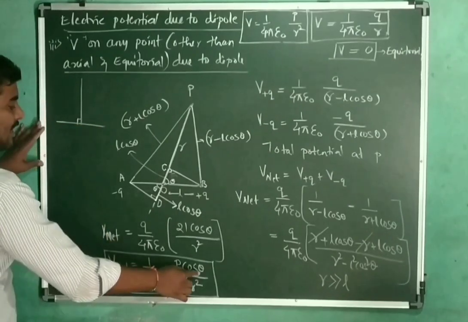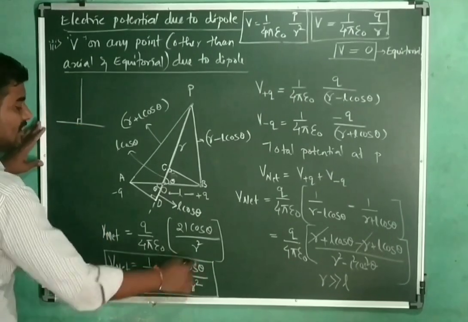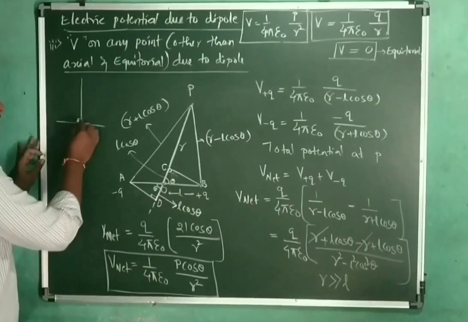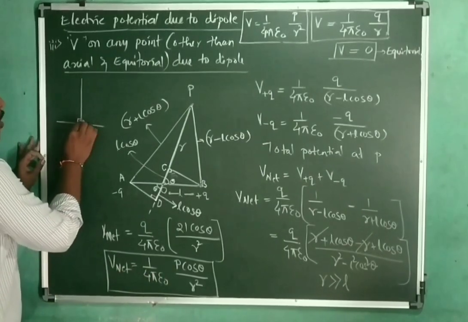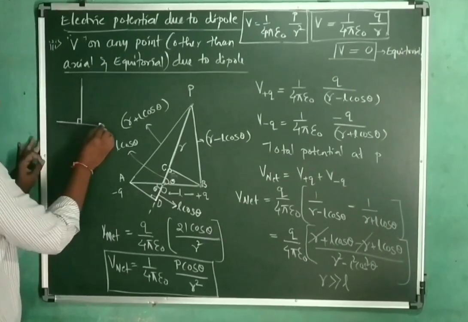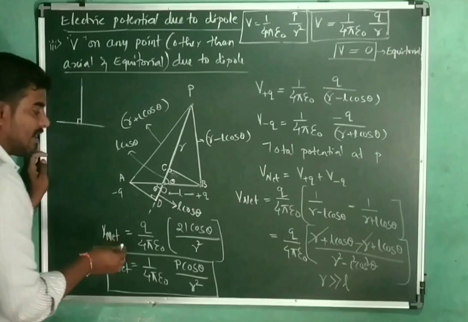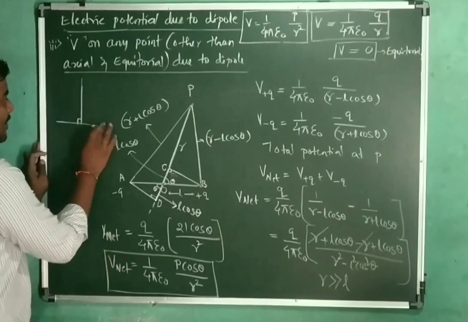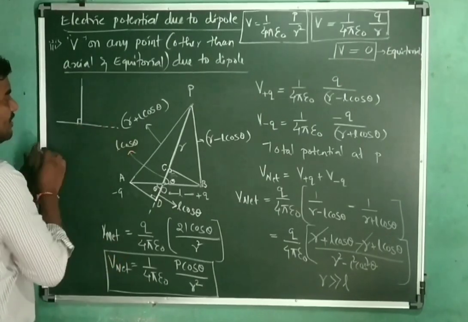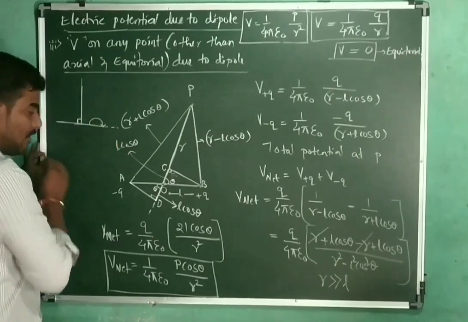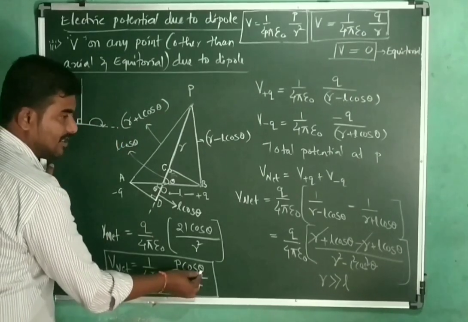And cos 90 is how much? 0. 0 into anything is 0. Therefore, V net is equal to 0. It means if I consider any point on an equatorial line of the dipole, the potential is going to be 0. Or if I consider axial line, means this line, the dipole is having how much angle? 0 degree. Therefore cos 0 is 1.